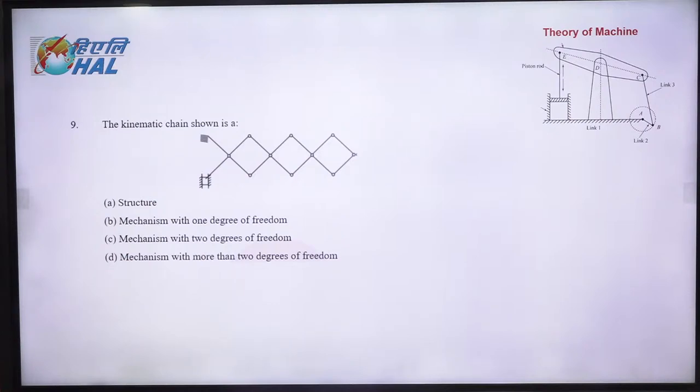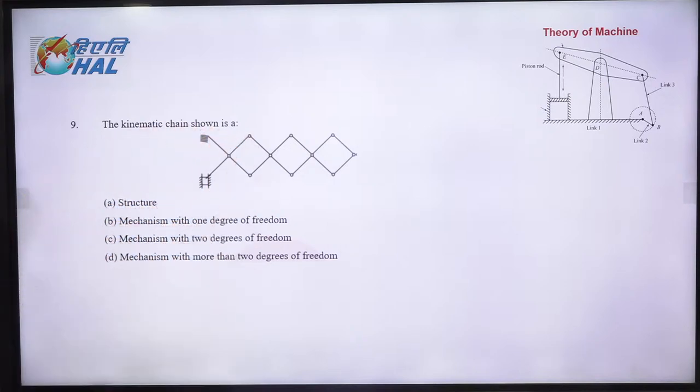Okay. Now, tell me what is the degrees of freedom for this. Just calculate and tell me. First, you see how many number of links are there. How many number of links are there? Lower pair, higher pair, what is the pairing? What is the answer for this? Structure is something which has 0 degree of freedom. Indeterminate structure is something which has negative degree of freedom. So tell me how many degrees of freedom you are getting for this.